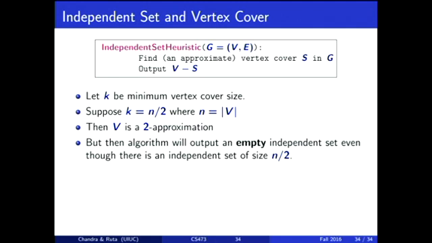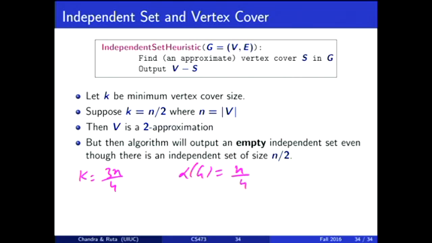Or think of it this way. Suppose K is 3n over 4. What does it mean? The minimum vertex cover is of size 3n over 4. Then what is the size of the optimum independent set? Alpha of G, the independent set size, is n over 4, right?